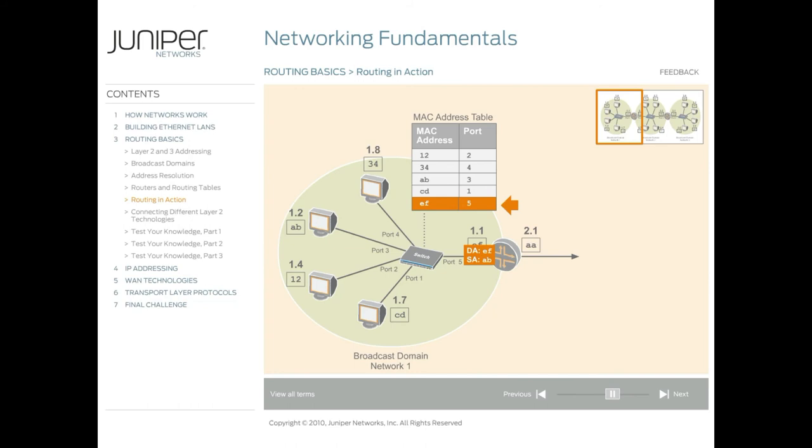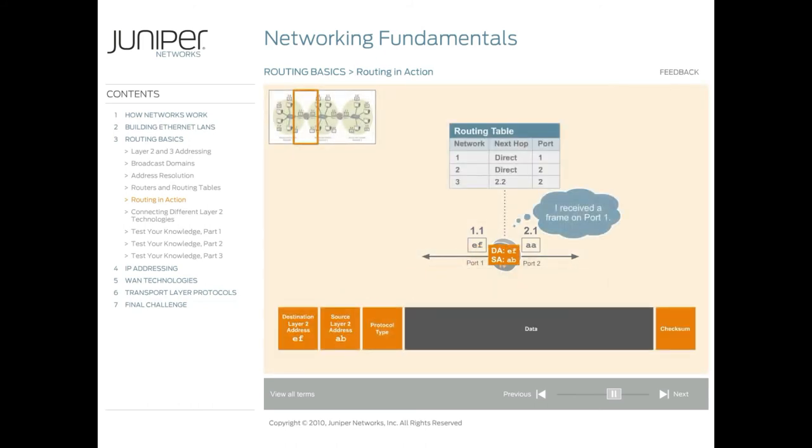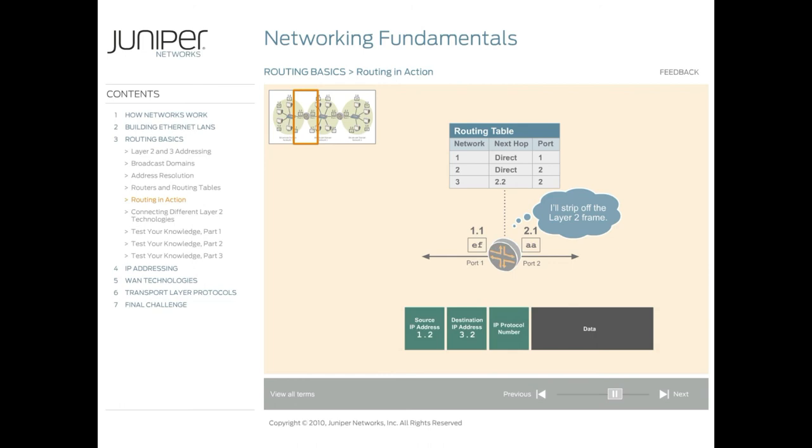Notice that this Layer 2 device did not look at the Layer 3 header or change the Layer 2 source and destination MAC addresses. Next, the router receives the frame and examines the destination MAC address to see if it is the intended recipient. If so, the router strips off the Layer 2 frame and examines the destination network portion of the Layer 3 address, which, in this case, is network number 3. The router looks in its routing table for this destination network number. The router finds network number 3 along with the Layer 3 address of the next router in the path to the destination network.